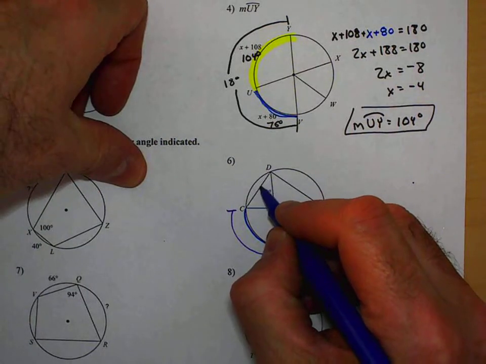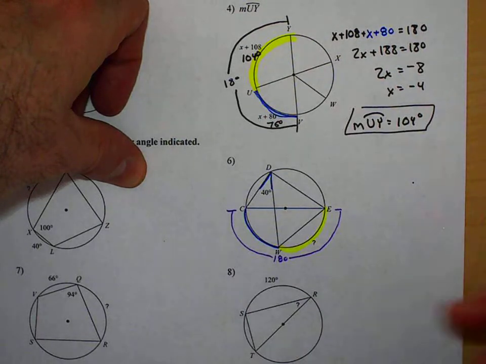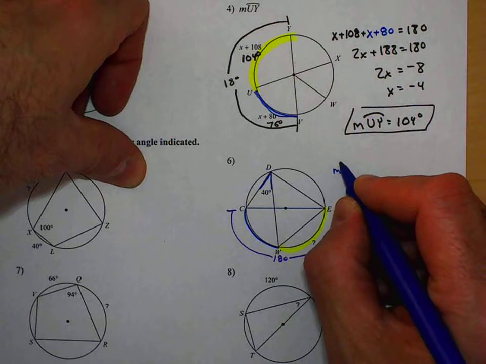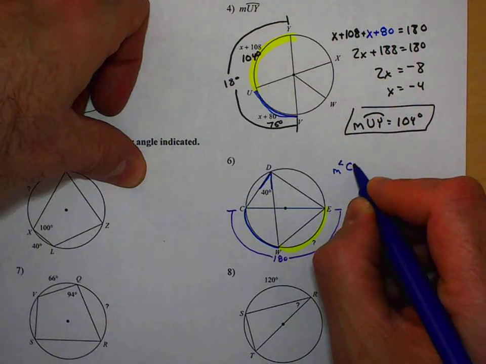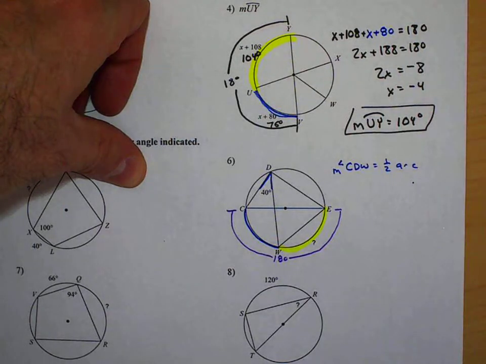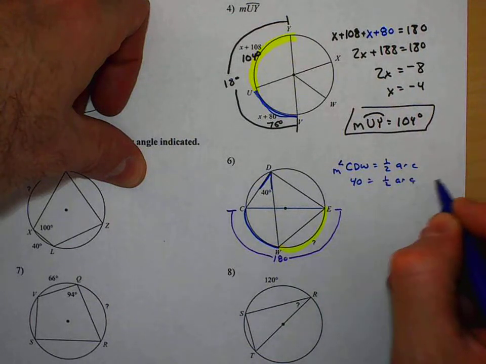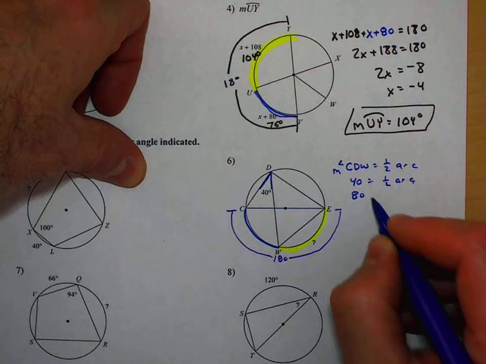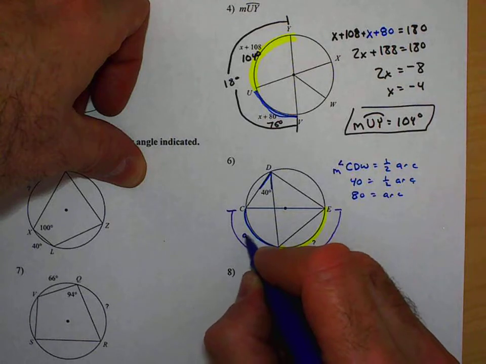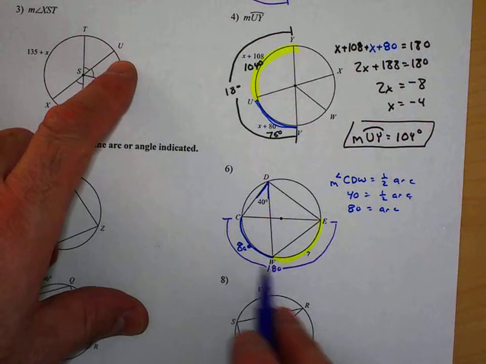And I can easily find the blue arc that I just said. Since they gave me this angle measure, it intercepts that arc. So I'm setting myself up. The measure of angle CDW is on the circle, so it's half its intercepted arc. I know this to be 40. Double both sides, and I get 80. So the arc is 80 degrees. So if this is 80 degrees, that makes the highlighted arc 100 degrees, because this is 80, 180.